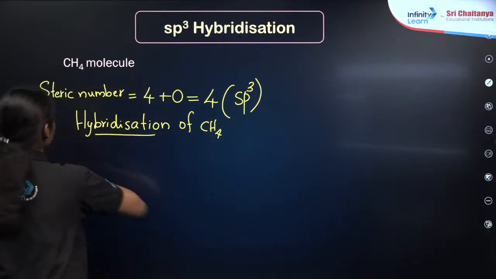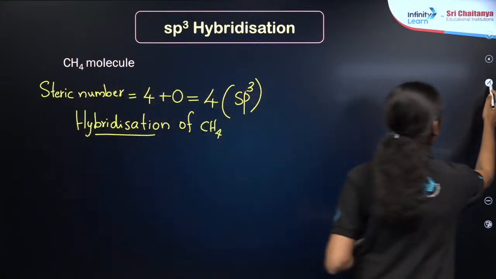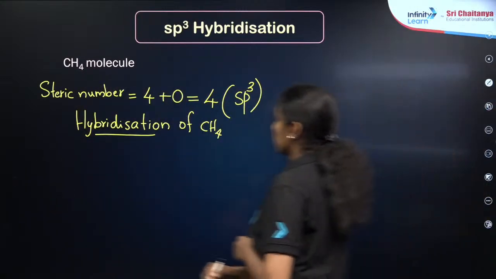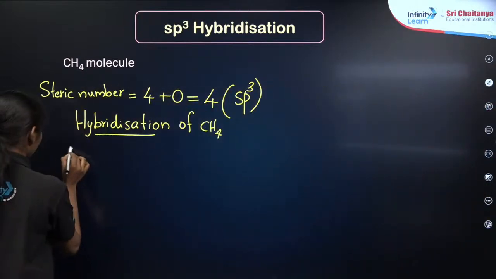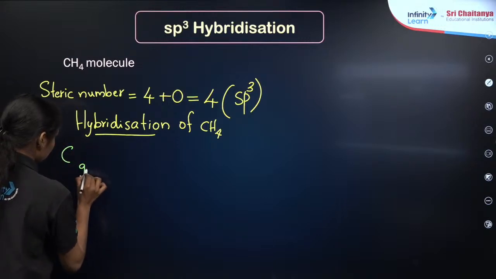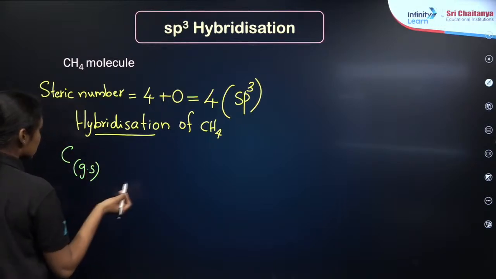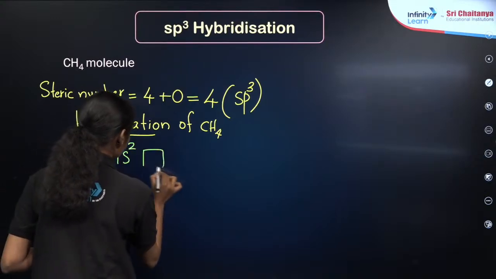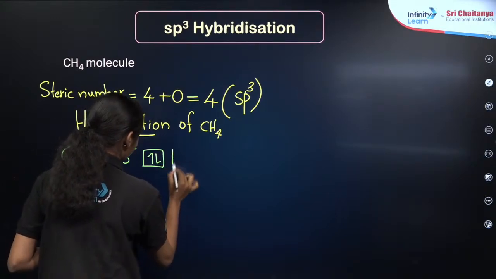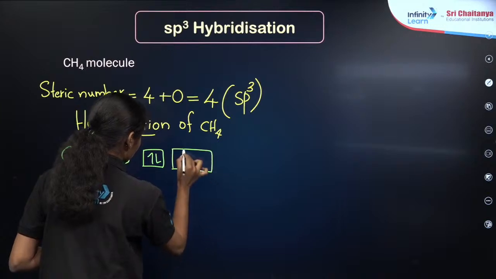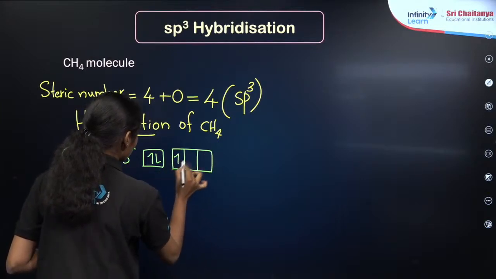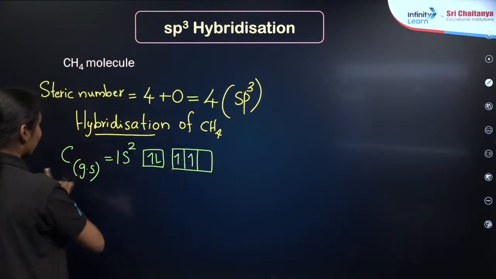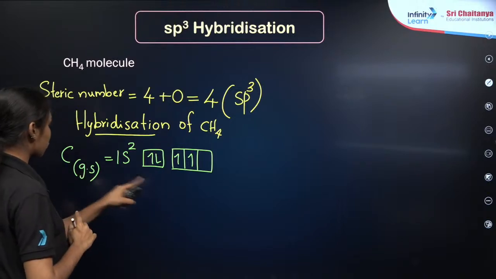first you have to write the ground state electronic configuration of carbon, right? GS stands for ground state. So I am taking here 1s2, 2s2, 2p2, right? 1s2, 2s2, 2p2 will be the ground state electronic configuration of carbon.